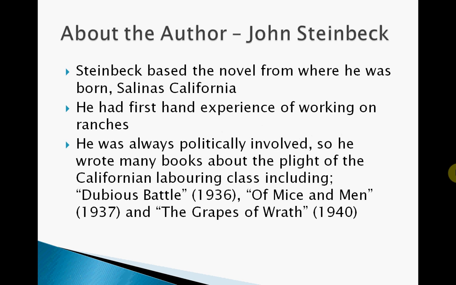He was always politically involved at the time, and he wrote many books about the plight of the Californian labouring class, including In Dubious Battle, Of Mice and Men, and The Grapes of Wrath, all written within the 1930s and early 1940s. Now, you don't really need to know why he was politically active at the time, but as an extension task you may like to search that, although it's not necessary when you have to write about the novel.